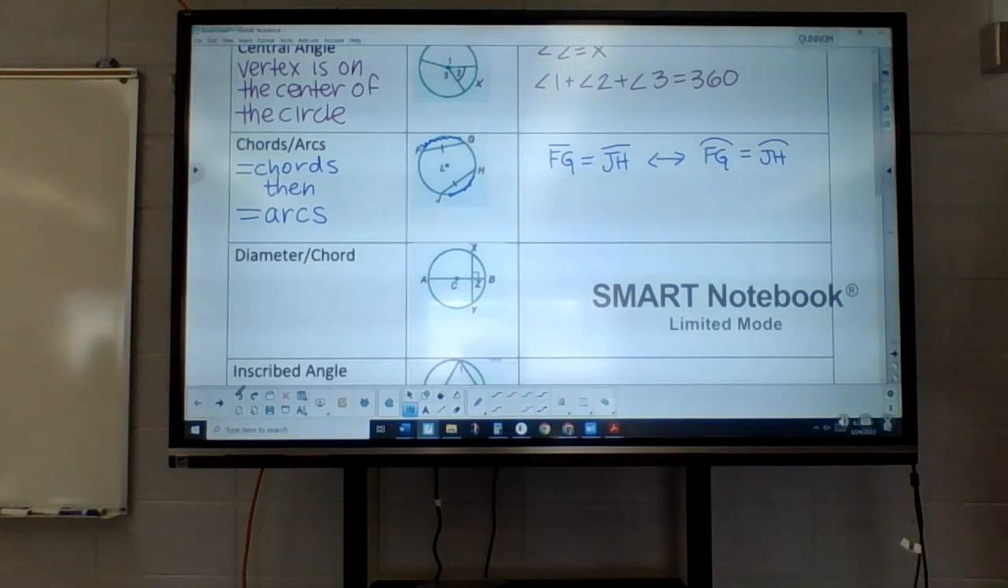And so part of this is trying to identify what situation we're encountering in a question. What are we looking at? Are we looking at chords? Are we looking at arcs? Are we looking at the angles? Trying to determine that.